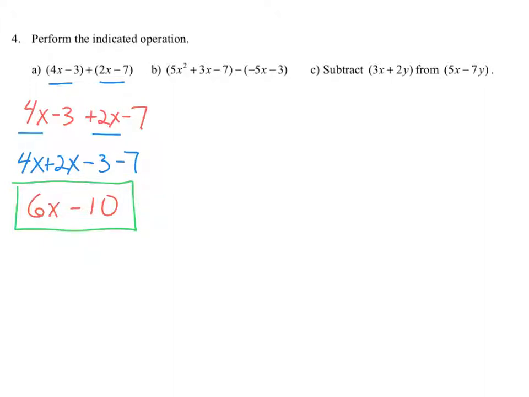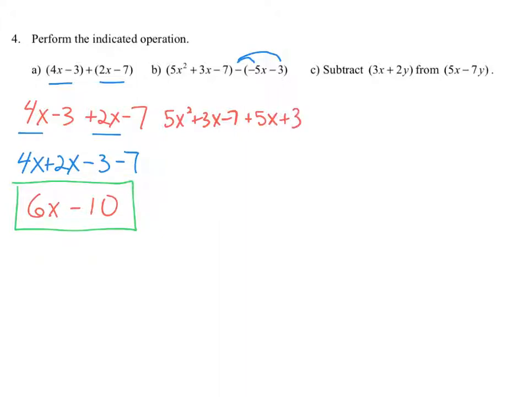Let's continue with the second example, where we have the quantity 5x squared plus 3x minus 7 minus the entire quantity of negative 5x minus 3. So in this case, we need to distribute that negative before we can combine any like terms. So I'll begin with writing the first 5x squared plus 3x minus 7, and then this minus a negative 5x is the same thing as plus 5x, and minus a negative 3 is the same thing as plus 3.